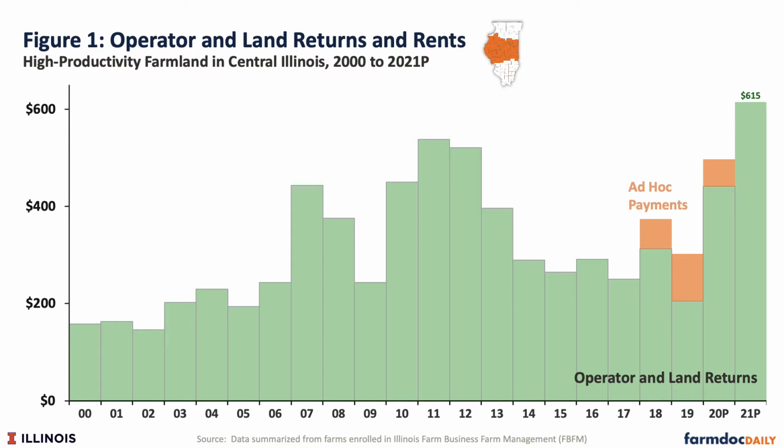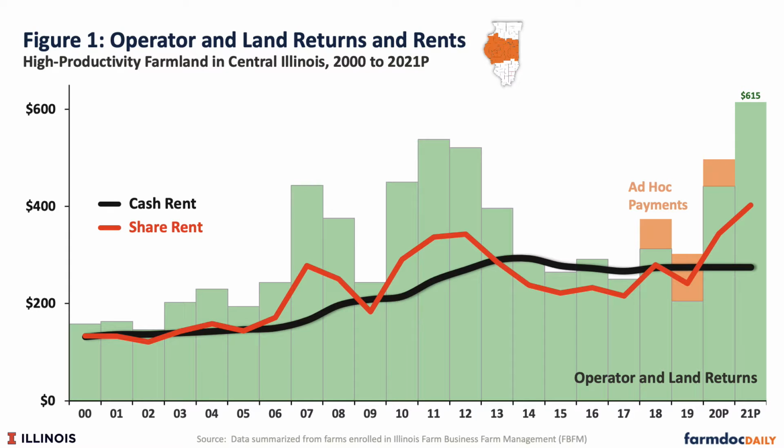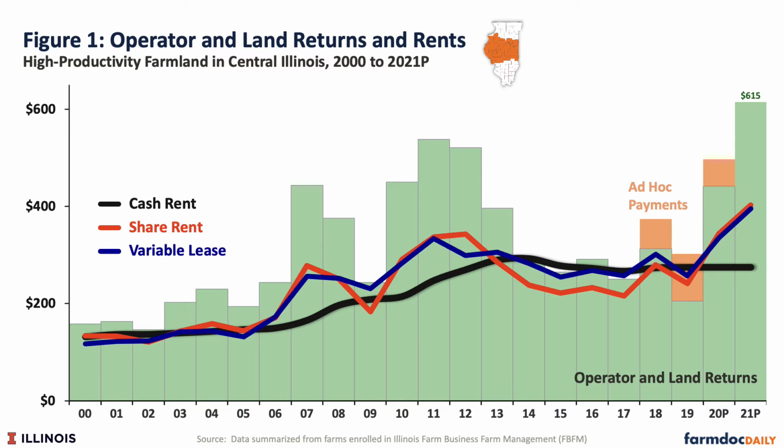This is a return to farmland in central Illinois and gives a return to both the farmer and landowner. If we're in a cash rent situation and operator and land returns is $400, cash rent is $200, the farmer gets a $200 farmer return. We also have cash rents, which in this case are the average cash rents paid for central Illinois farmland, share rents, which are 50-50 share rents, which are typical in central Illinois, and a variable lease.